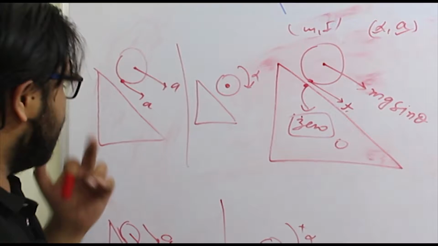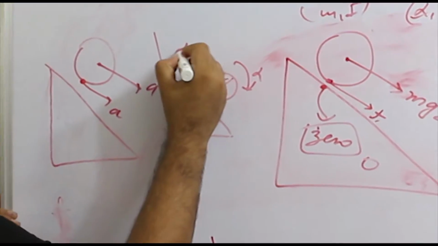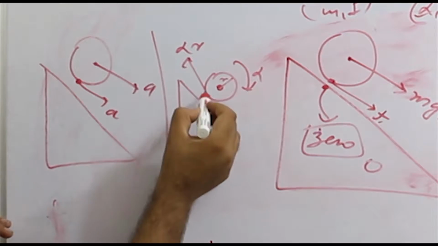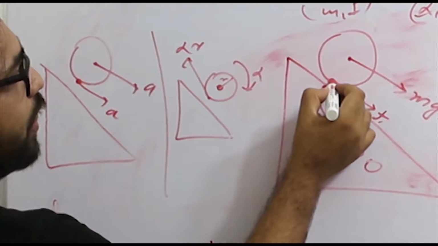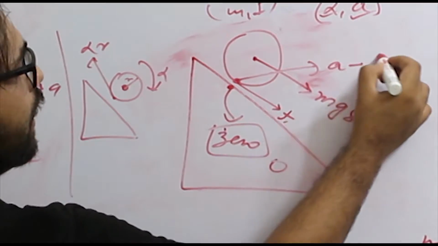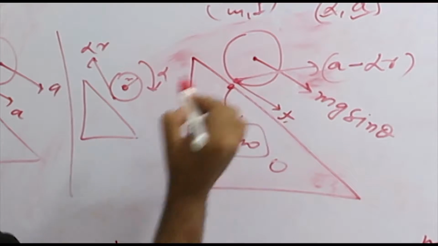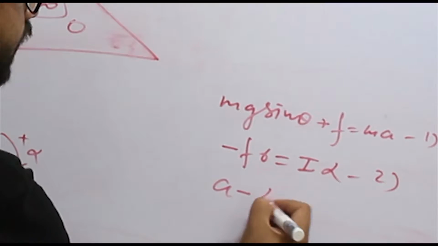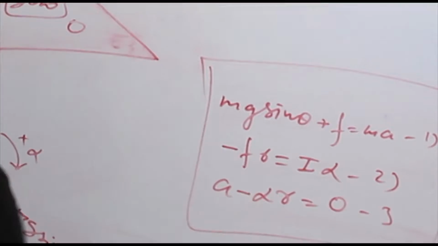You understand that, right? Okay, so here if it is R, you know that here it is going to be alpha R. So A is in this direction, alpha R is in this direction. So the net acceleration of this bottommost point is actually going to be A minus alpha R. And this point's acceleration must be equal to this point's acceleration. So A minus alpha R is going to be equal to 0. Three variables, three equations, guys.